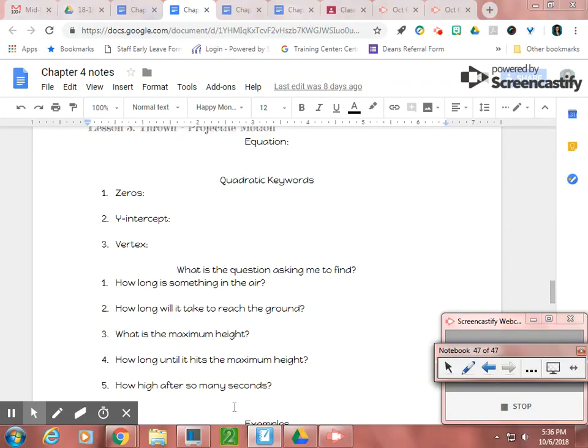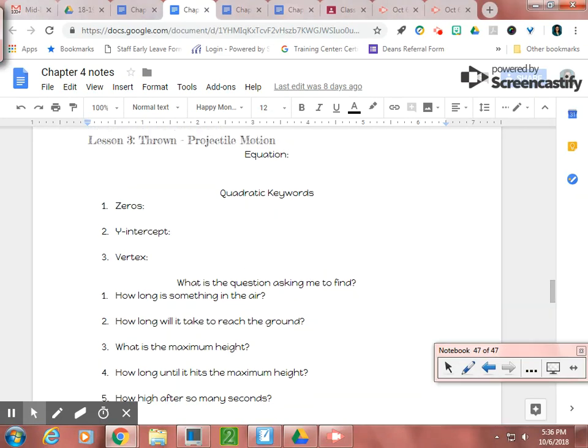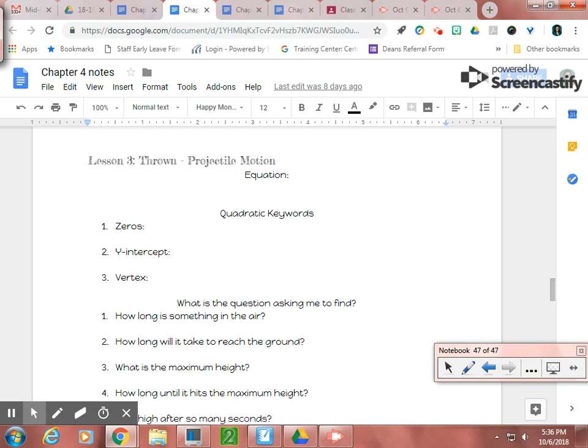The last major type of quadratic story problem is projectile motion. So first, let me draw you a little bit of a picture of what that's going to look like. When something is thrown, you have different parts to that.